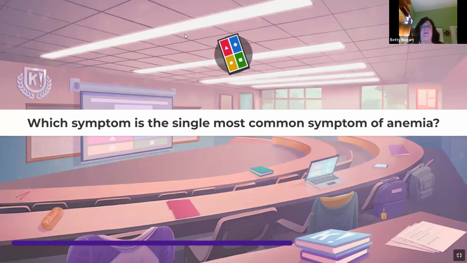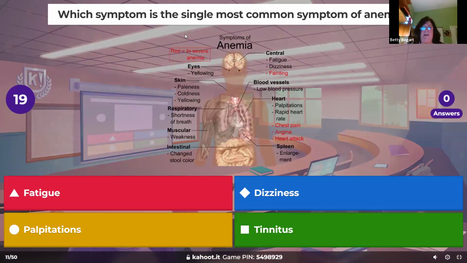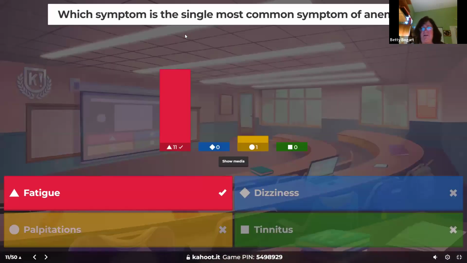Which symptom is the single most common symptom of anemia? Anemia. What is it? Lack of blood. Lack of red blood cells. You don't have red blood cells, you don't have iron, you don't have oxygen. What are you going to see? That's how you need to break those questions down. And it's fatigue. They have no energy. And in younger infants, they're not going to have the ability to eat, and they're going to have all of those problems with no weight gain. Good.